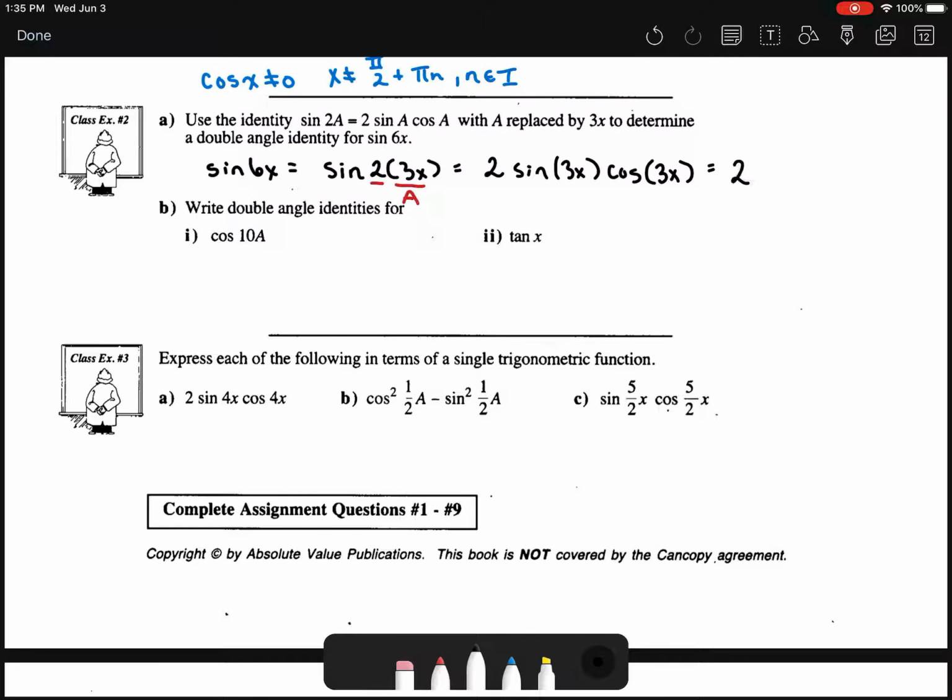So you just remove the brackets, you don't have to have them there. It's fine if you do, but this is just 2 sine 3x and the cos of 3x, and there you go.